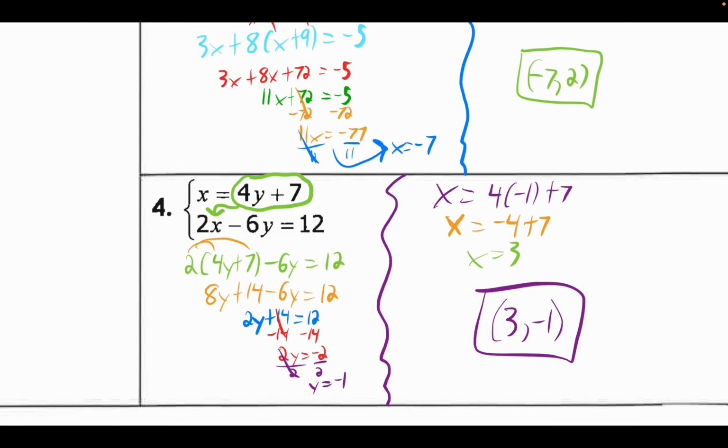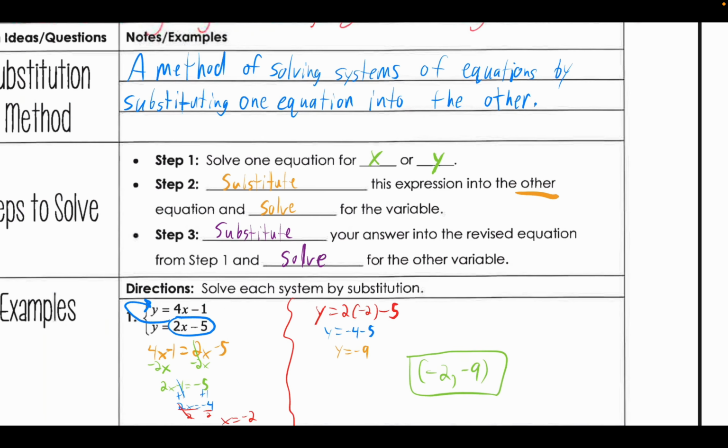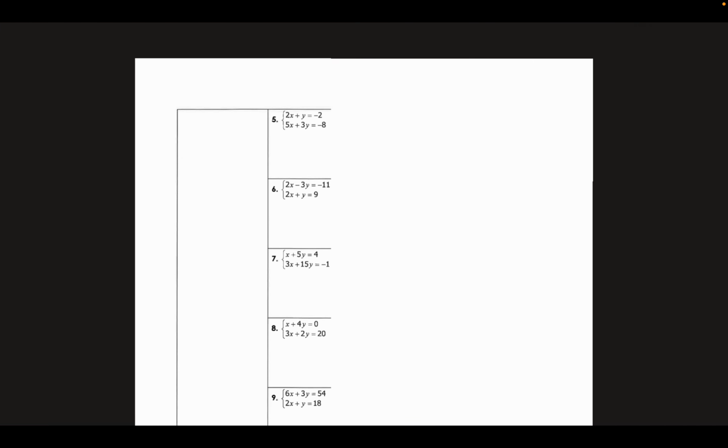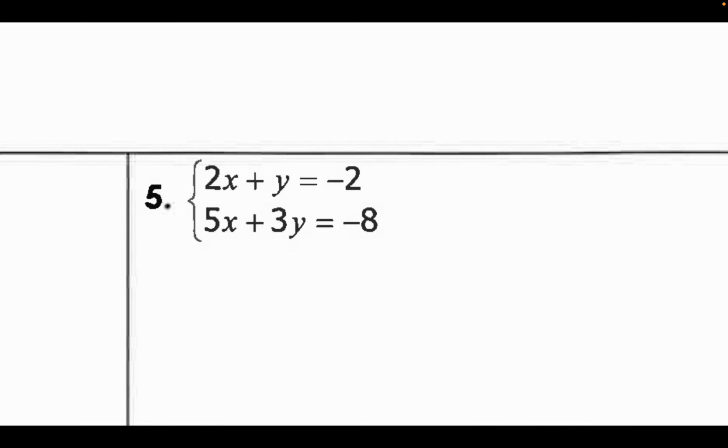Now we're going to start seeing on this next page where we actually have to do step 1, where we are going to have to solve an equation for either x or y. So on number 5 here, we notice that neither variable is solved for in either equation. We do have a 1y equals, but we have 2x plus 1y equals. For a variable to be completely by itself, it has to be the only thing on that side of the equal sign.